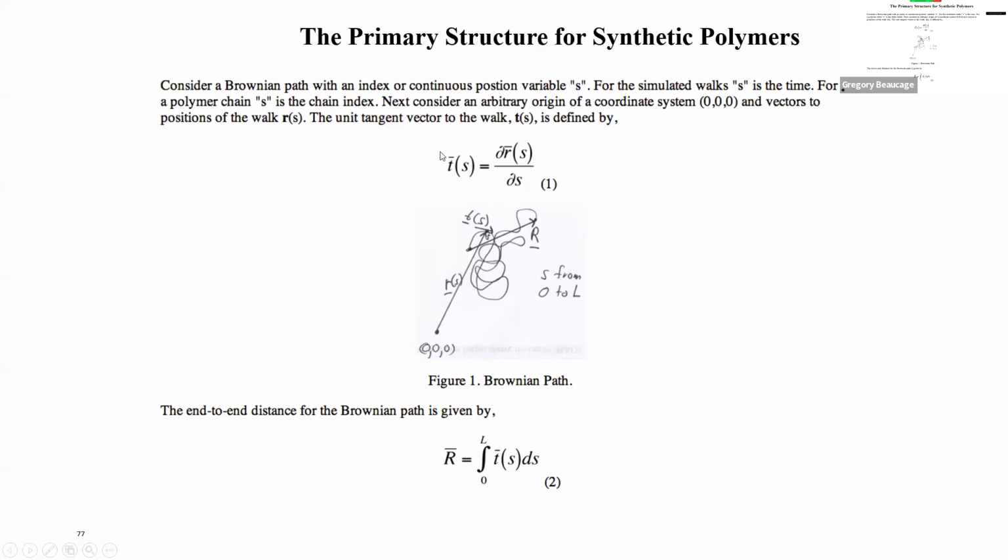And then that would be the tangent to the chain. So if you want to know what's the end-to-end distance, it's going to be the integral of all those tangents through the contour length to L. Right, so you can get the end-to-end distance.